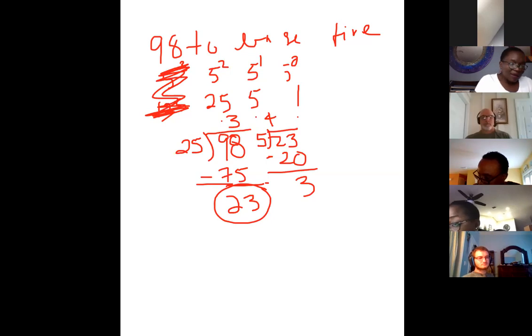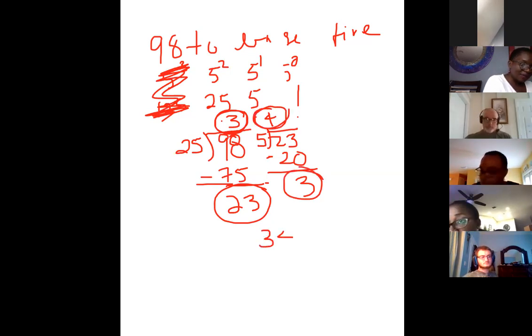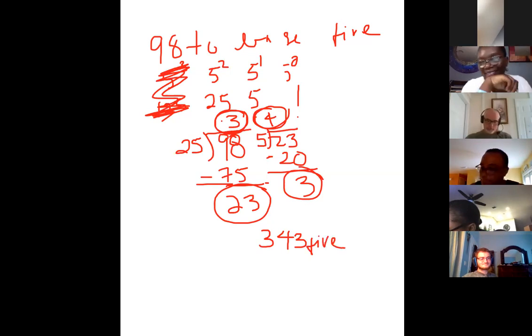We can stop right there, guys. So 3, 4, 3. 343 is the answer. Yeah, this is much better. I like that. You guys realize that's the same answer, 3, 4, 3 in base 5, using the other technique too. Yeah, that's better.